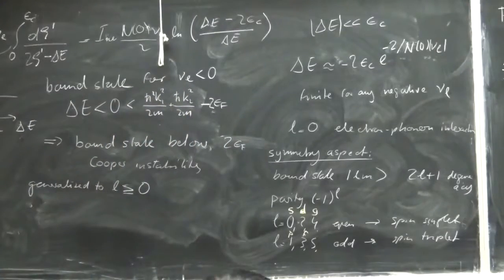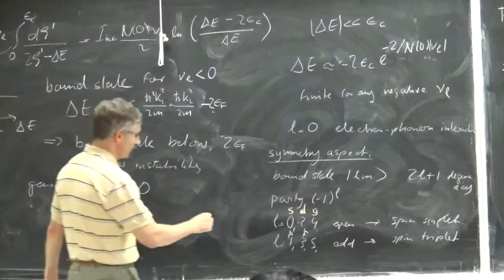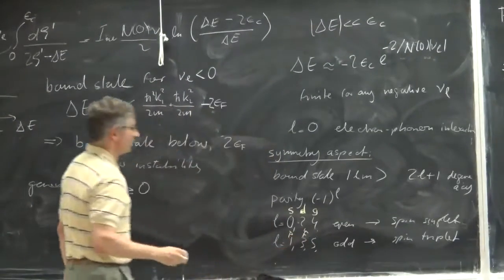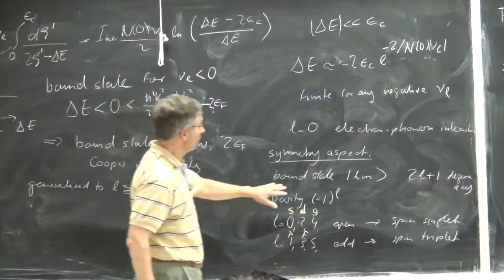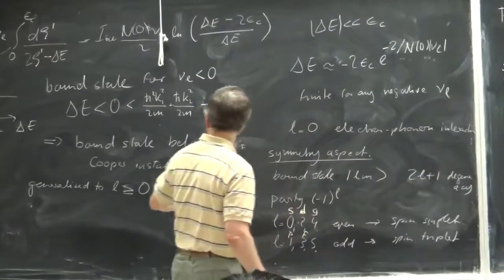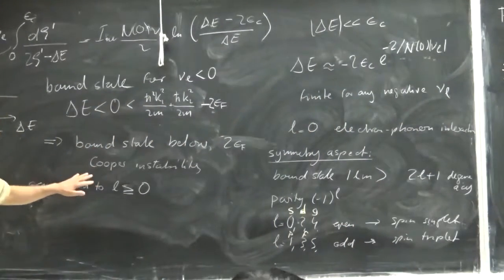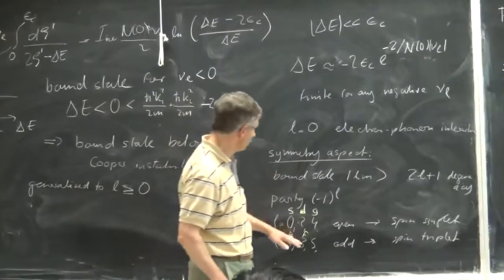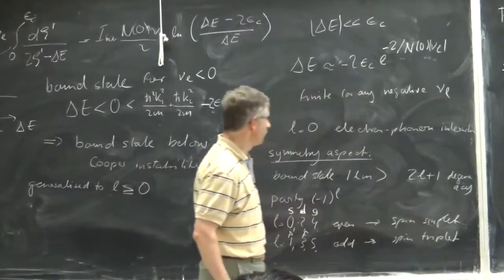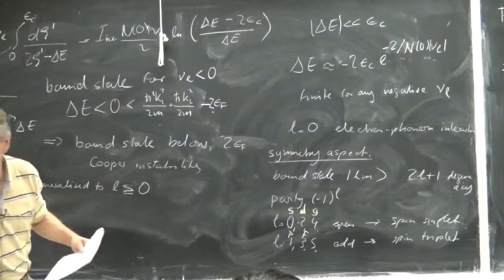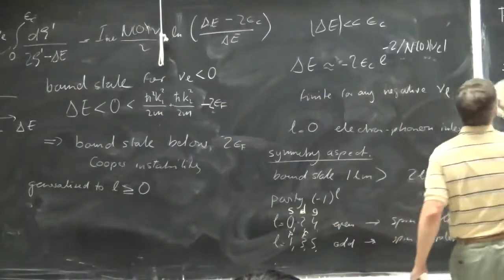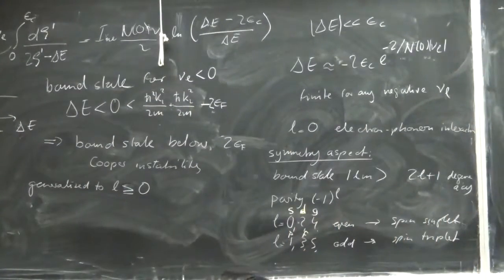but that's quite exotic. So when we have pairing, when we have such a bound state or such a Cooper instability in one of the L channels, then we can also immediately say whether this would be a spin singlet or a spin triplet pairing state.